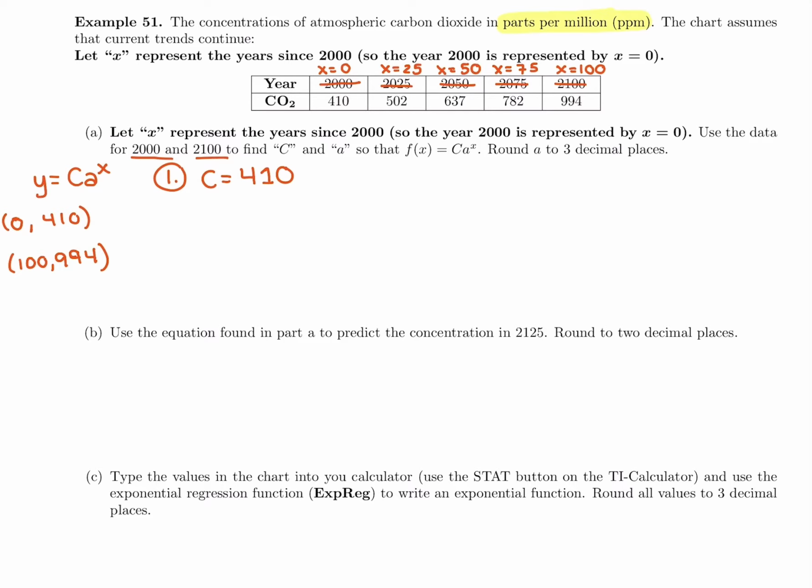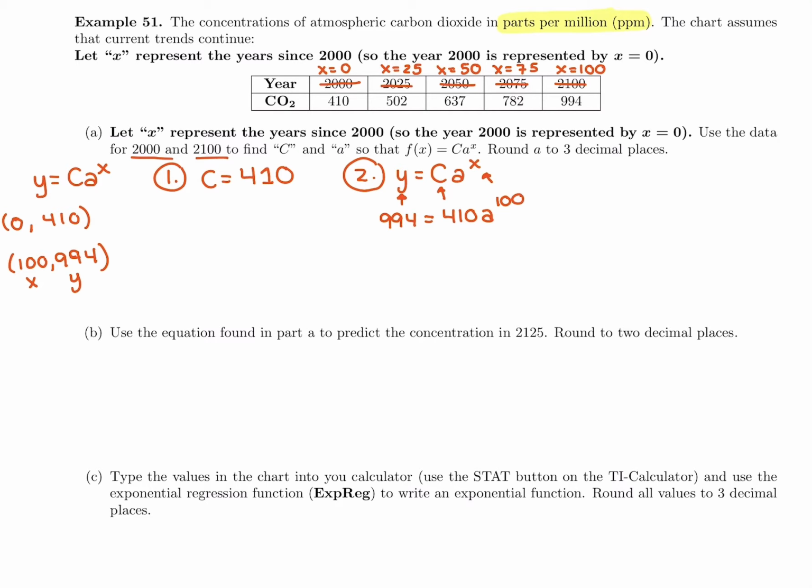Our second step is to find a. So I'm going to plug into y equals c times a to the x. I'm going to plug in the other point, the one that doesn't have an x value 0. So I'm going to use x is 100 and y is 994 to find a. So the y value is 994. My c, the initial value, is 410 times a to the x is 100. Replacing that x in there. So I'm trying to solve for base A.